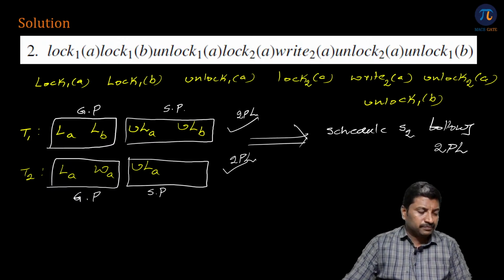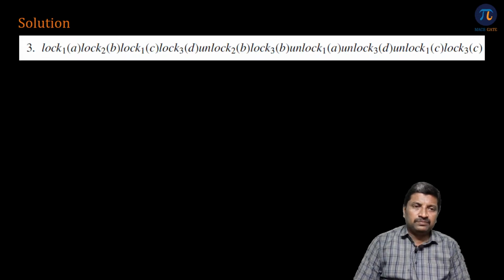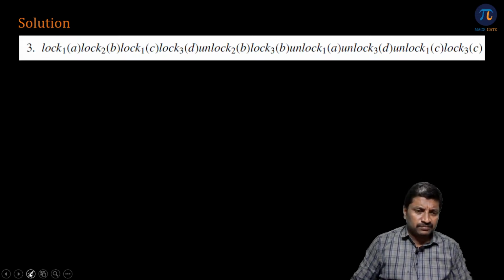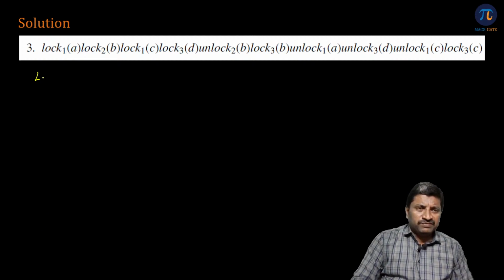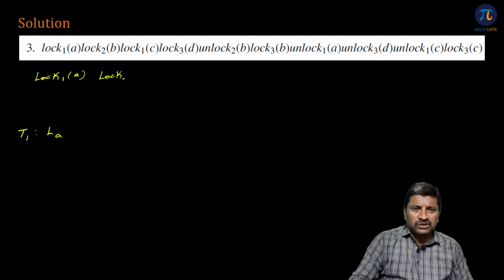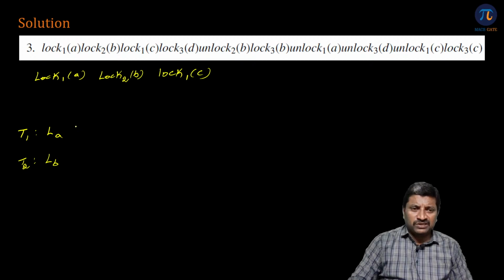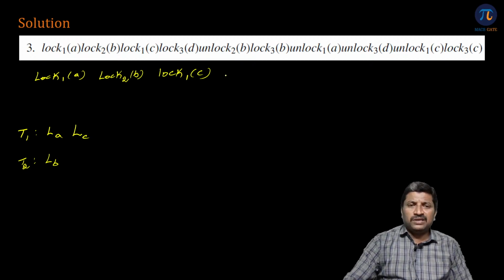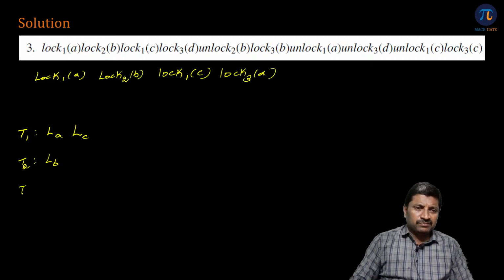Is that clear, sir? Let us do the third schedule. The same procedure you can follow. The first operation, lock 1 of A. So transaction 1 is requesting A. Then lock 2 of B. So the second transaction is requesting B. Then lock 1 of C. 1 only, sir. So he needs lock on C. Then lock 3 of D. So we have the third transaction also.